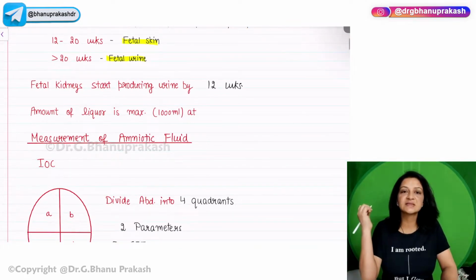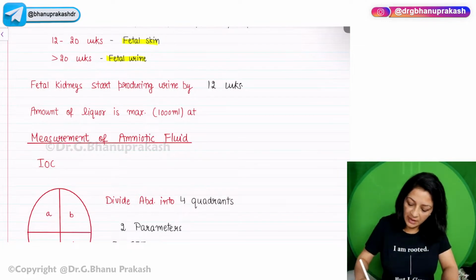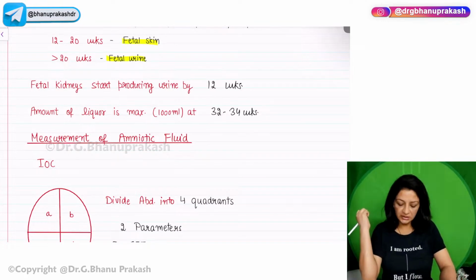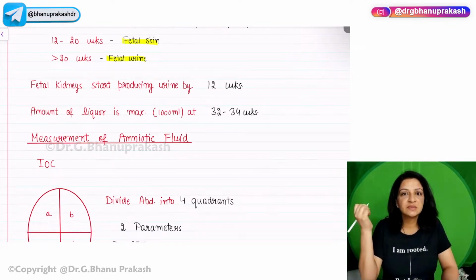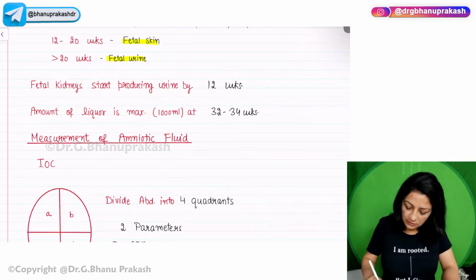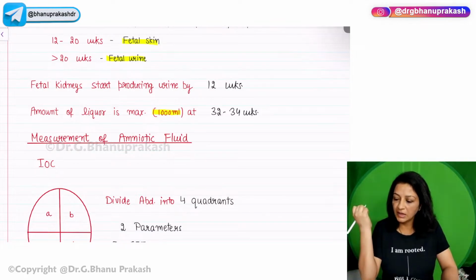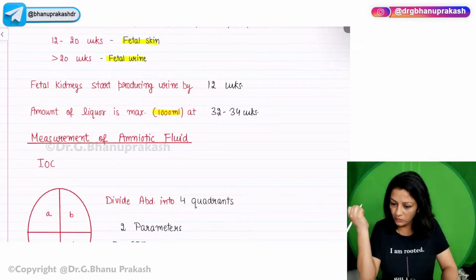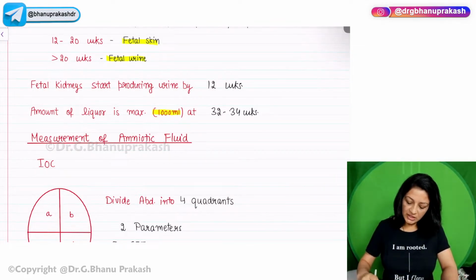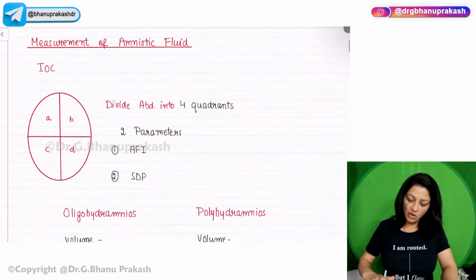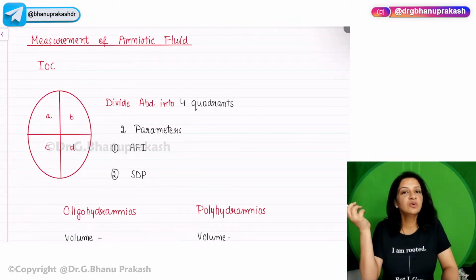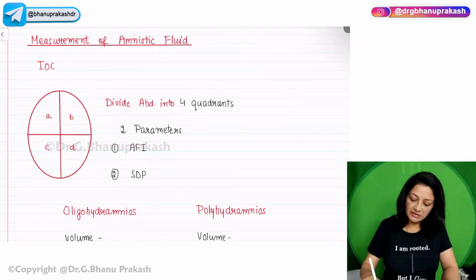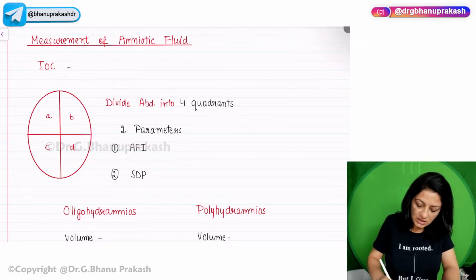Amniotic fluid is maximum at 30 to 34 weeks. Please remember this point. Amniotic fluid is maximum, meaning up to 1000 ml, at 32 to 34 weeks. So the next point is measurement of amniotic fluid. How will we measure amniotic fluid? The investigation of choice is ultrasound.